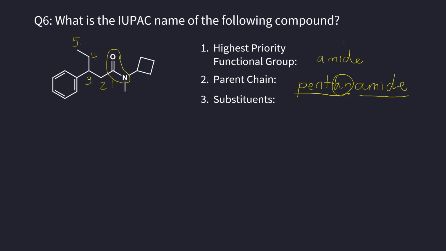Because this is a carboxylic acid derivative, the amide automatically has a 1 locant at the carbonyl. So we do not need to specify the locant of the amide. For the substituents, we have a cyclobutyl ring. We have a methyl group.